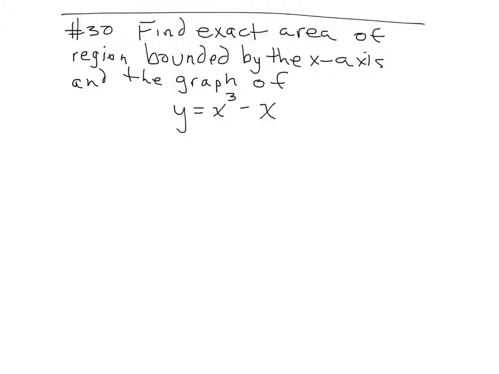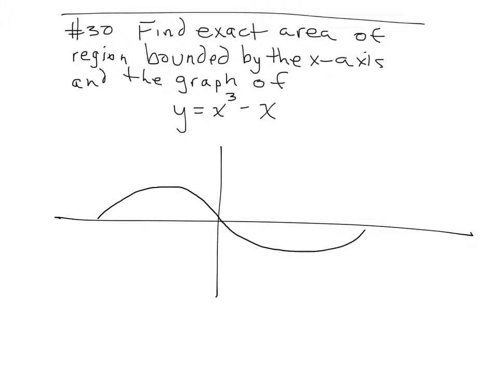All right, so find the exact area of the region bounded by the x-axis. I know what an x-axis looks like. That would be an x-axis. Then I would graph this, and you don't really even have to graph it, you could just simply find the x-intercepts, which are going to be -1 and 1. So this is what you're looking for. You're looking for this area.